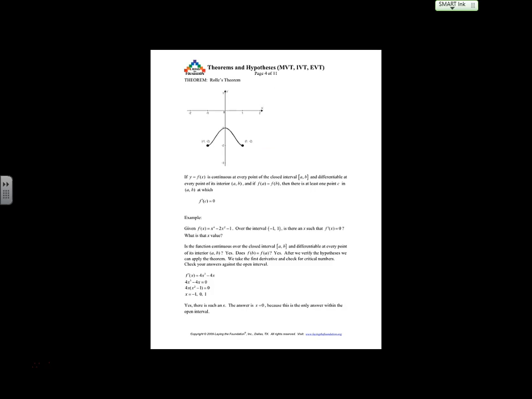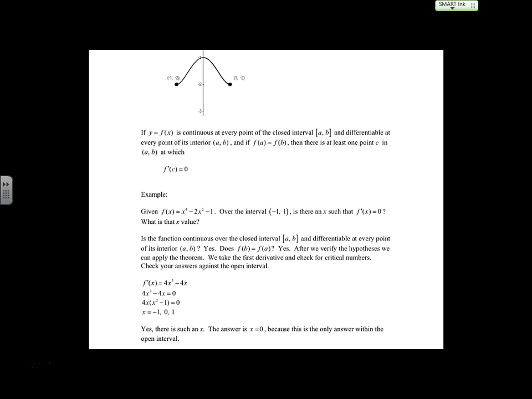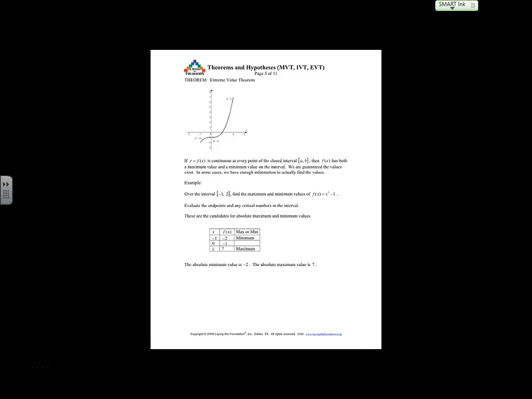Rolle's we already know about. We have continuous, we have differentiable. The two endpoints are equal, so there has to be a place where the derivative is 0, but Rolle's is really just a special MVT. But to prove Rolle's, you have to check not only for continuity and differentiability, but also for the endpoints being the same. Plug in a, plug in b, hopefully they equal. And they went ahead and showed an example down below of solving.